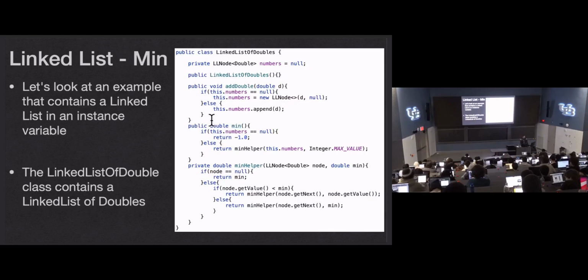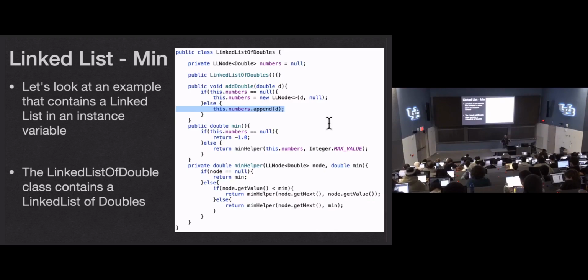So for add double, let me just talk about this quickly. I don't have a slide for it. To add a double, what we want to do is just call append. You already have the append method. We went over it in lecture. You have the code for it. Just use the append method that we gave you. So when you want to add a rating, you want to just append it, right?